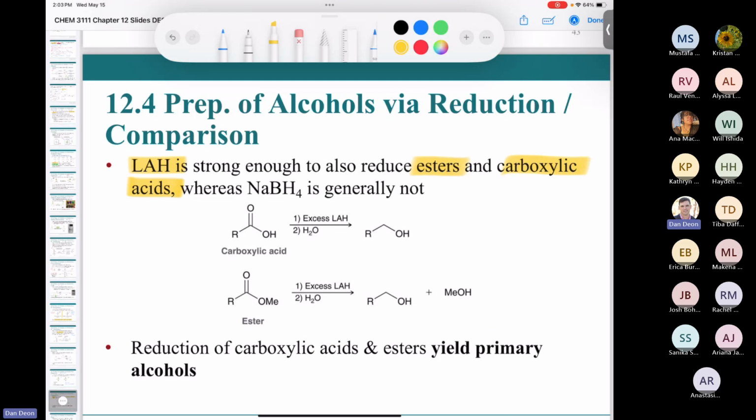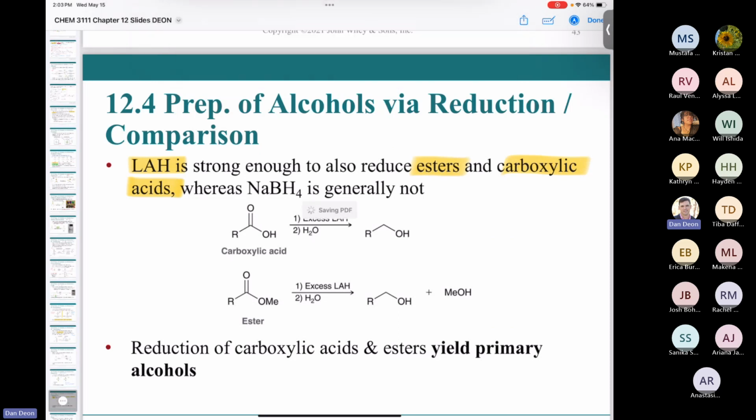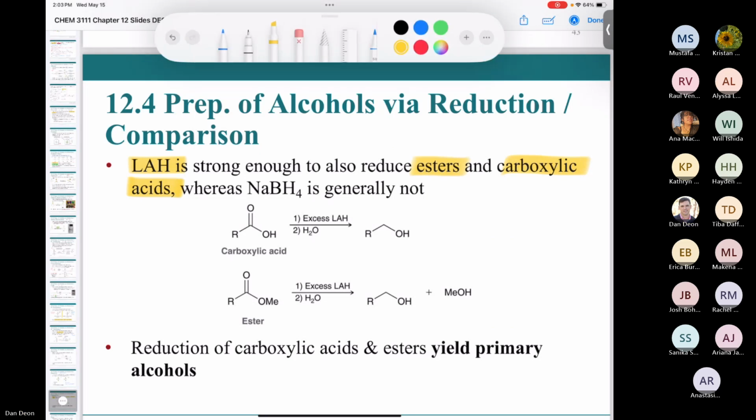Now, again, the first step is LAH. The second step, here it says H2O. I'm going to put here for both of them, H2O or H3O+. Either one is perfectly acceptable. But what you notice here, what's the difference between these two reductions and the reduction of a ketone or aldehyde, is this. It's excess, isn't it?